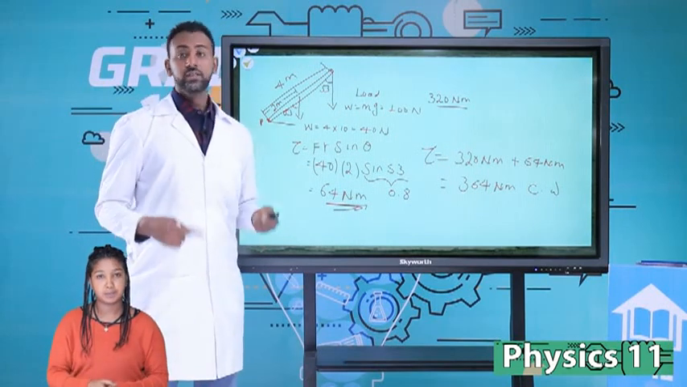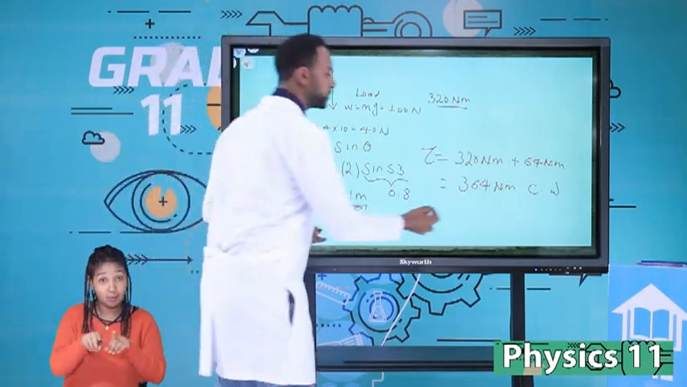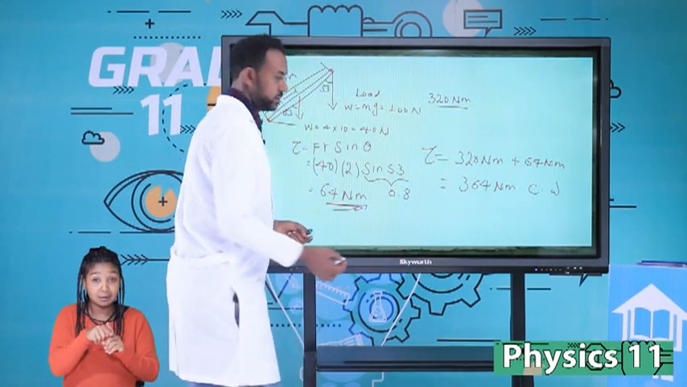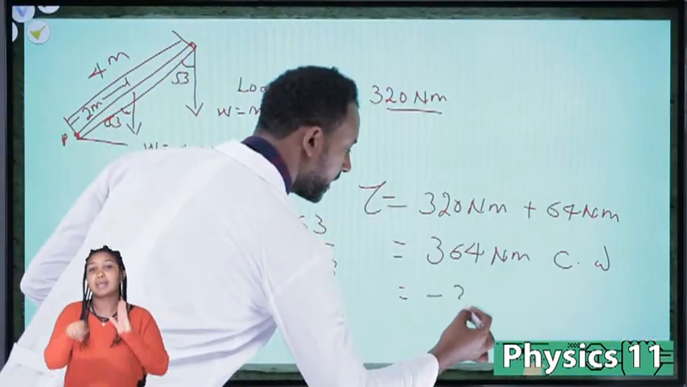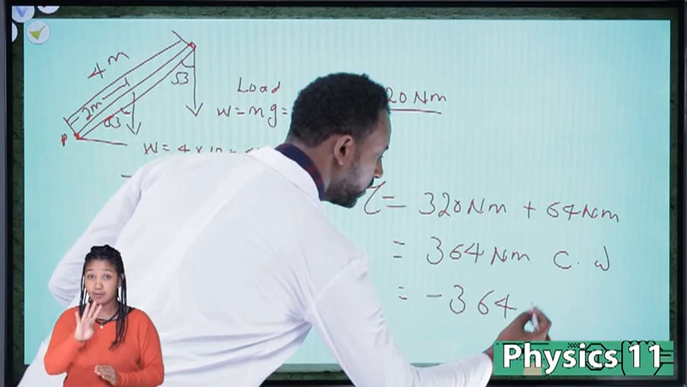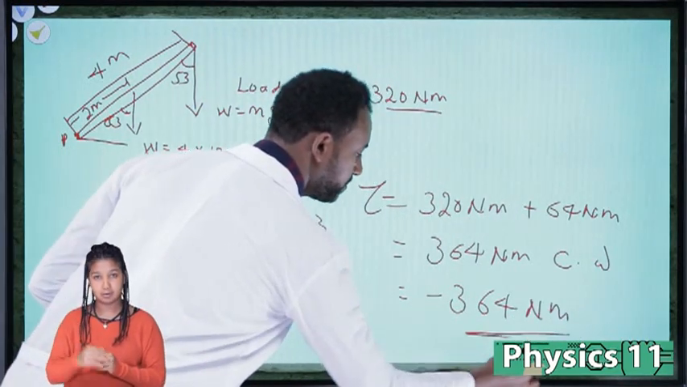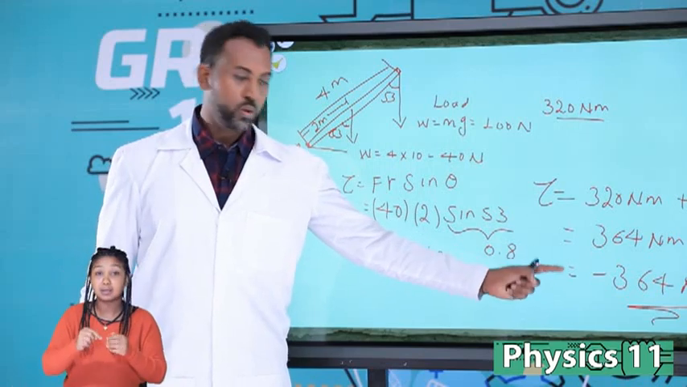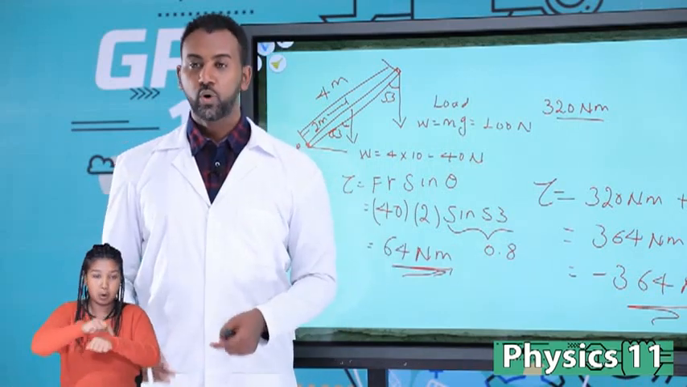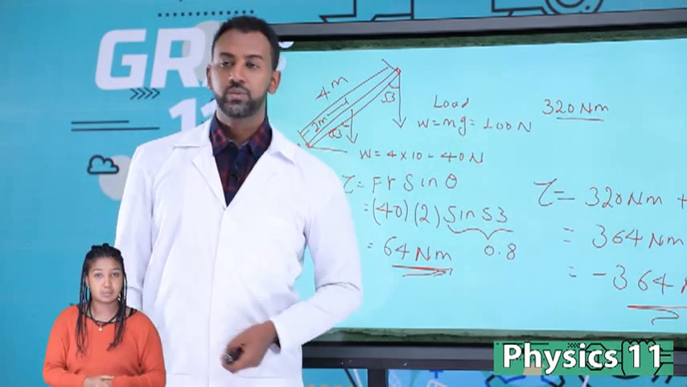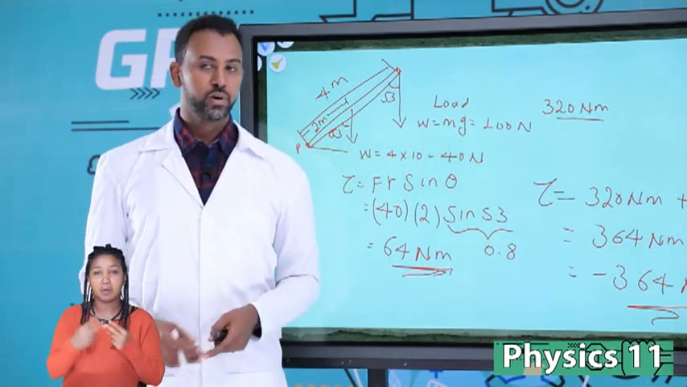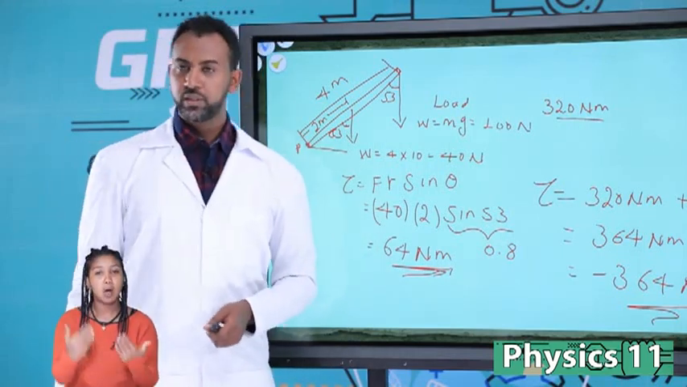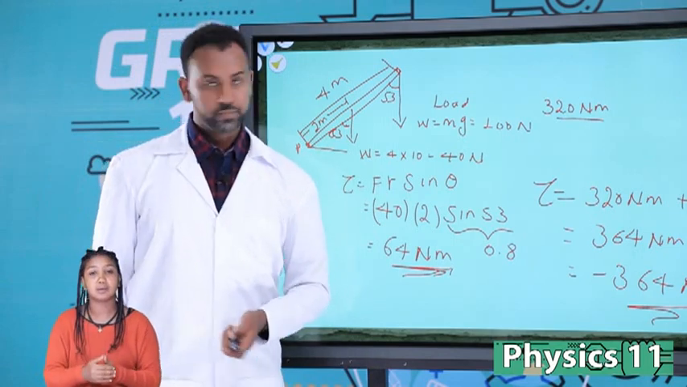There is a sign convention to use negative for clockwise, so it's possible to say negative 384 Newton meter. If you put your answer like this, it means that it's acting clockwise. Conventionally, negative torque means clockwise. So this was what we have seen previously. Now let's proceed to the other subtopics.